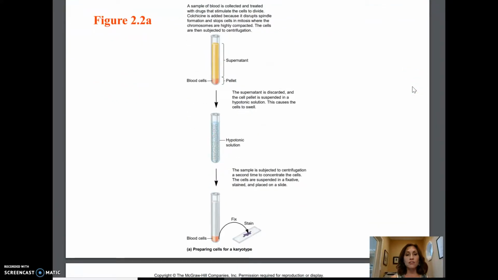So, for example, if we were going to look at a karyotype of an individual, what we would do is take a blood sample and spin it down in a centrifuge. The supernatant, or the liquid portion, would be blood plasma, and the pellet would contain lots and lots of red and white blood cells. We'd get rid of the supernatant and then put the cells in what we call a hypotonic solution. This solution would cause the cells to explode and release chromosomes into the liquid.